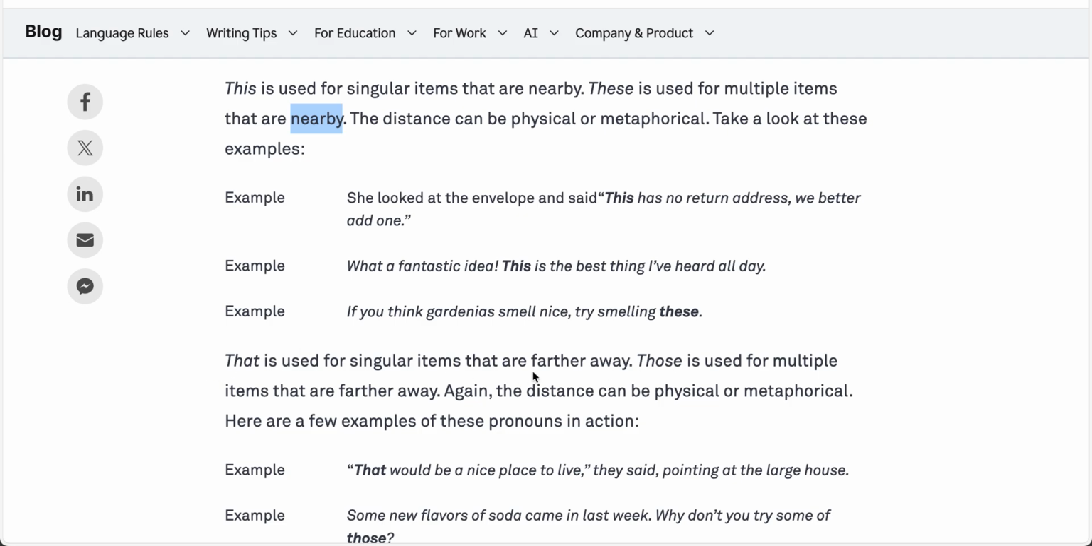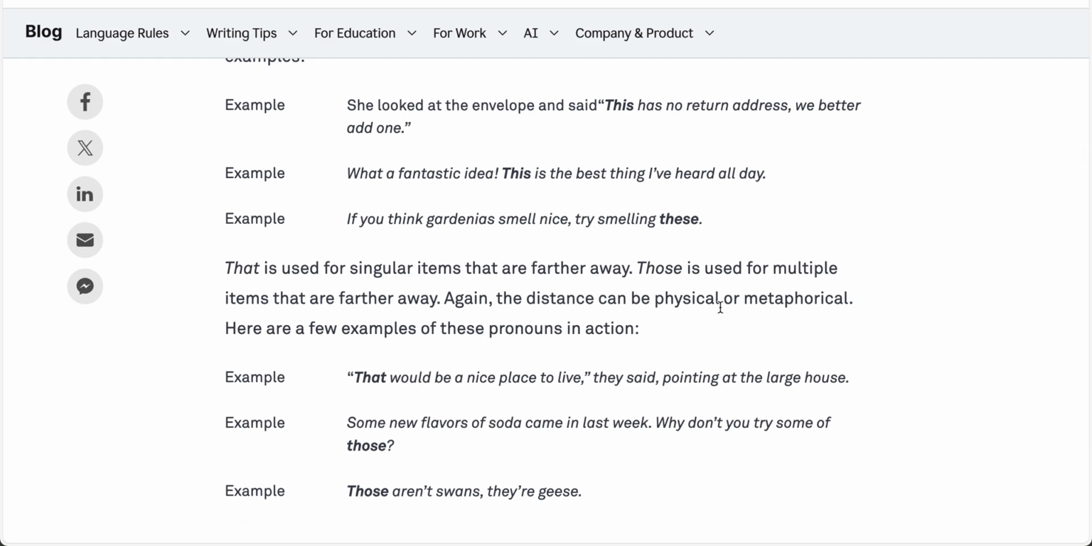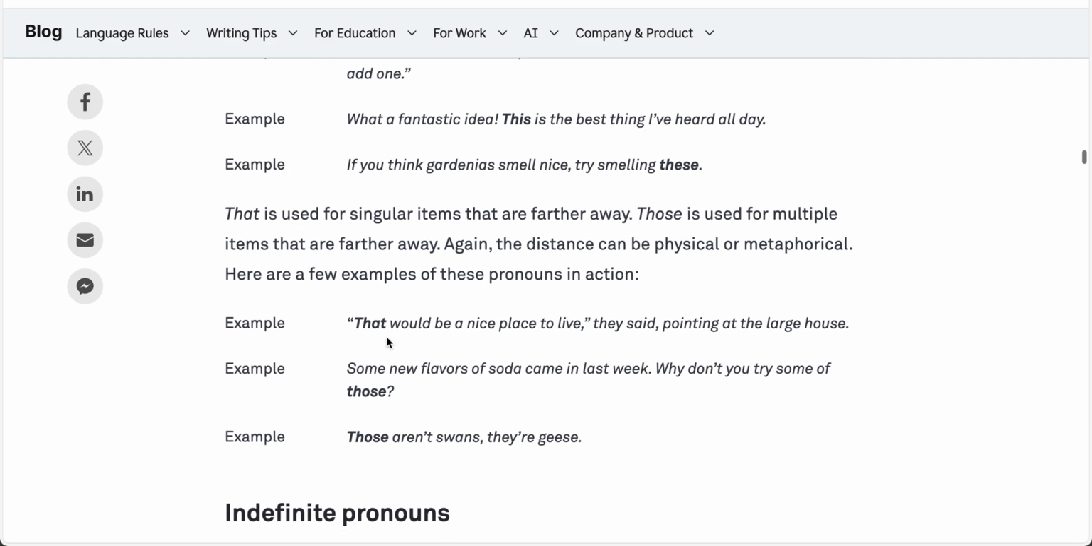And that's the word that and those. So that is for a singular item that's far away. Those is for multiple items that are farther away as well. Again, the distance can be physical or metaphorical. So, "That would be a nice place to live," they said, pointing at the large house. They're at a distance from the large house and they're pointing to it and saying that. If they were standing in front of the house, they would say this house. But since they're standing far away from it, they say the word that. Okay? But it's still referring to one entity, one item.